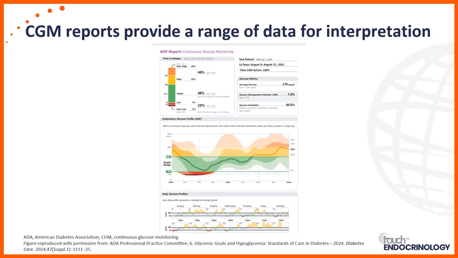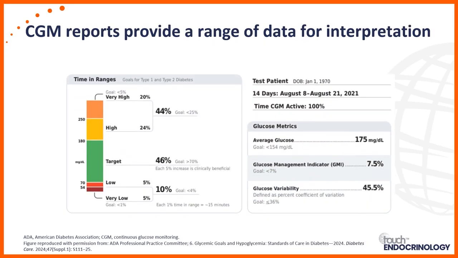So the AGP is broken down into three parts. The top part here is the time and range metrics. So on the left hand side, you have the thermometer of time in range, time above range, and time below range. And on the right-hand side, some information about the activity of the CGM, the dates, as well as average glucose, the GMI or glucose management indicator, which is a rough estimate of a hemoglobin A1C based on the CGM data, and also the glucose variability marker given as a coefficient of variation there at the bottom. So that can give you an idea of the patient's overall glucose.